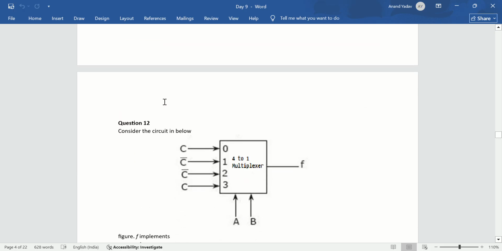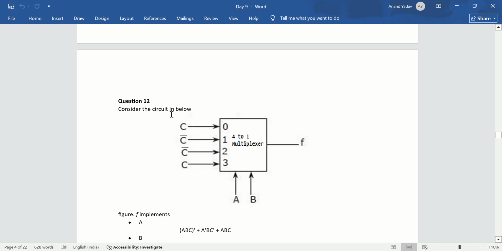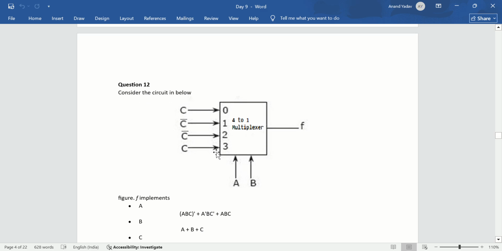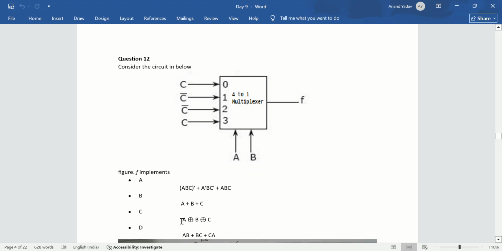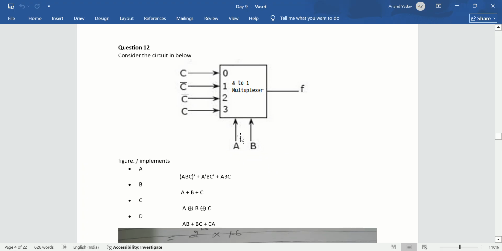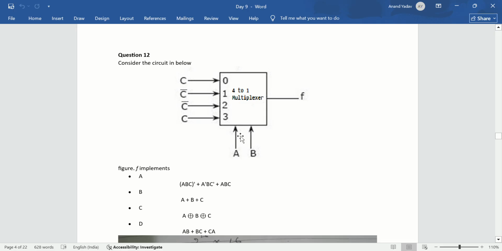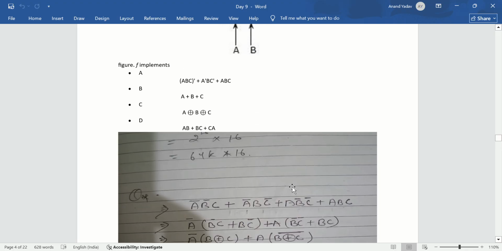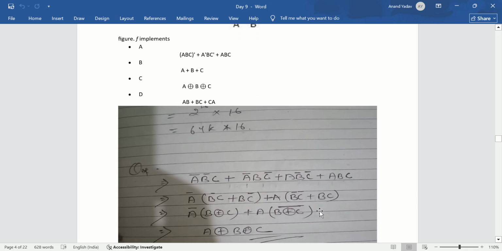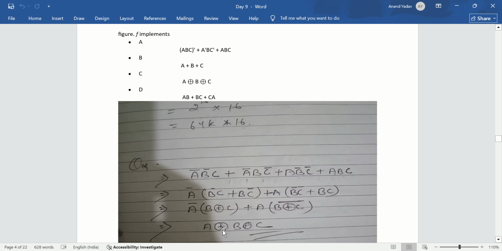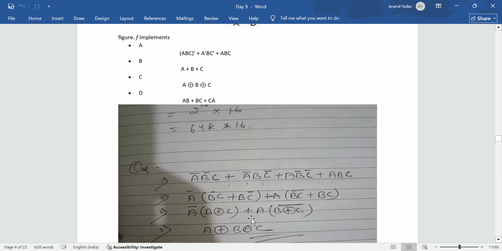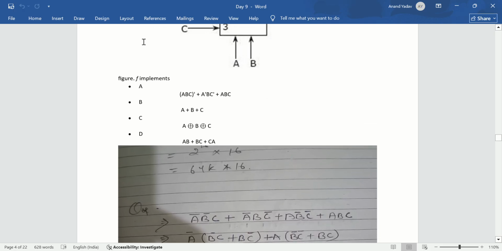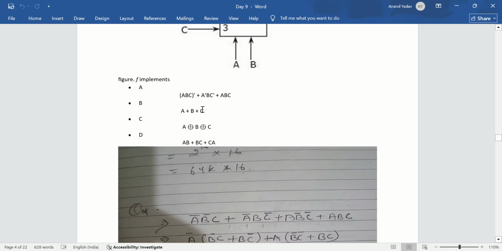Now next one is question 12. Consider the circuit below. So this is the circuit. It will ask what will be the variables we will get after minimization. So after performing these, I will get this operation. Now it will be simplified. I will get A XOR B XOR C. So for this question option C is correct.